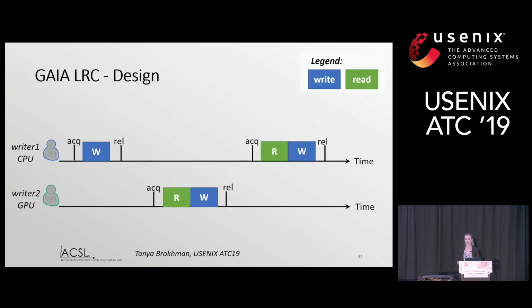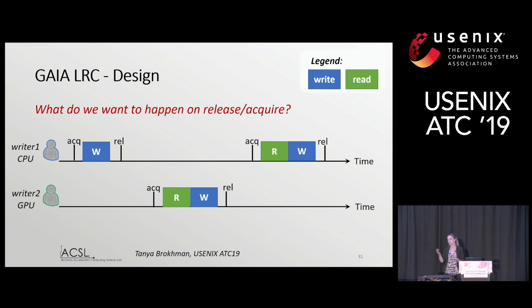Now, how do we do that? The idea here lies in the understanding of what we want to happen on the acquire and release sequence. The purpose of the acquire and release is basically to make sure that the next reader knows from where to get the latest version of the data.